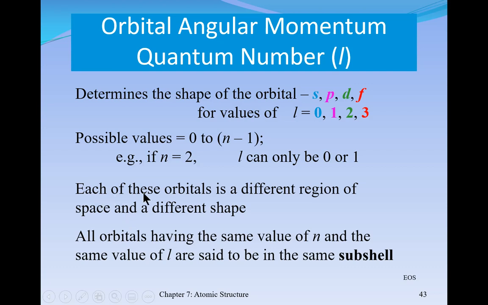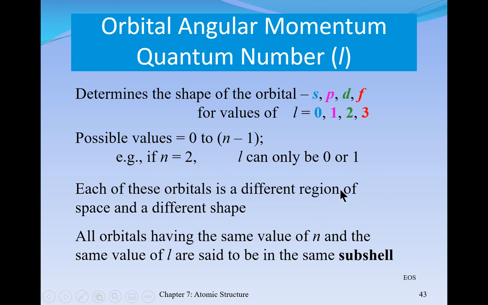Okay, now each of these orbitals is a different region in space and has a different shape, right? And all orbitals having the same value of n and L are said to be in the same subshell, which is what I was referring to before, all right? So basically, all orbitals that belong to, let's say, L equals 0, well, that means that they belong to the same subshell. And for L equal 1, for the same shell, those orbitals belong to the same subshell.